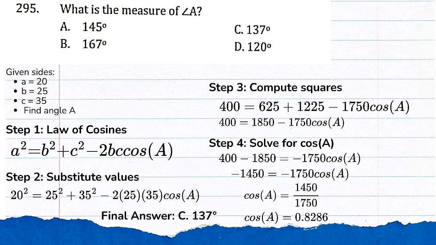That's 400 is equal to 1850 minus 1750 cosine A. Solve for cosine A, that is 400 minus 1850 is equal to negative 1750 cosine A. That's negative 1450 is equal to negative 1750 cosine A. So cosine A is equal to 1450 over 1750. Therefore, the final answer is 137 degrees.